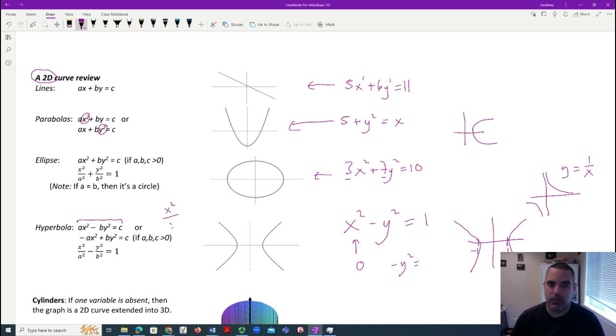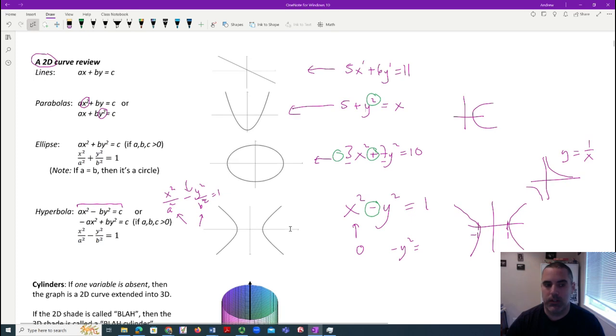x squared over a squared minus y squared over b squared equals 1. The reason they write these squares on the bottom is to emphasize that I want those to be positive numbers, to emphasize there's only one minus. But the truth is, that's just a fancy way to say, if there's a minus, hyperbola; if both are positive, ellipse; if one is squared, parabola. Okay, that's the 2D version of what we're about to do.